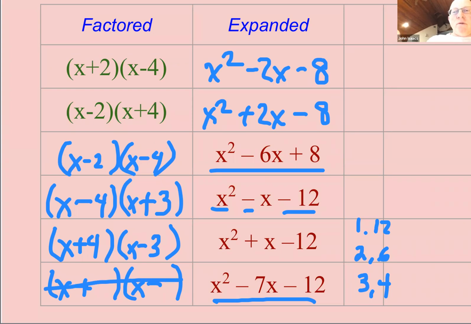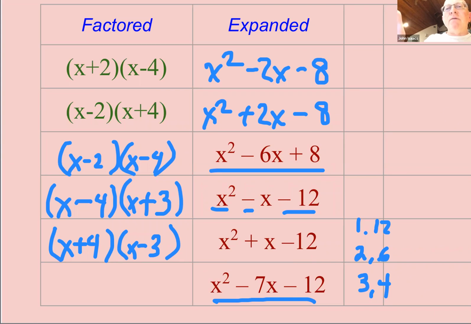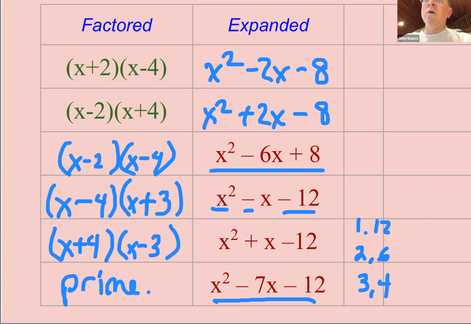I'm going to erase it and say not factorable. Some things aren't going to be factorable. For example, 11 is a number that's not factorable because it's prime. So we would actually call this prime. That would be a better way to say it. Okay. We'll do another column of examples like this, and then we'll do some other methods I'll show you. We're going to go to the next video though.